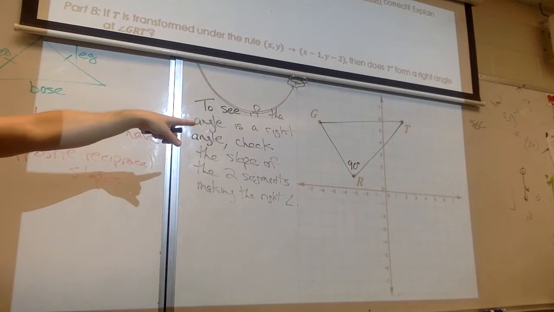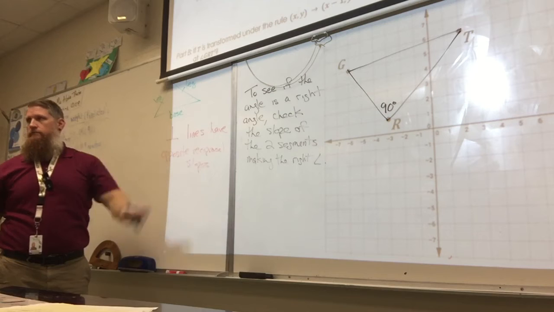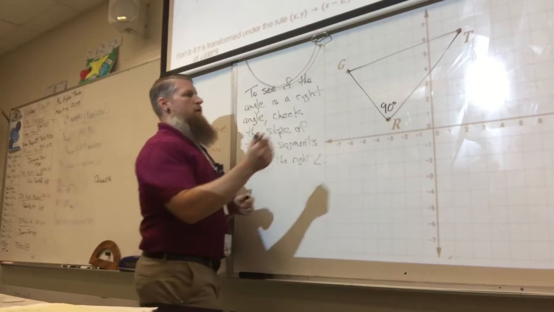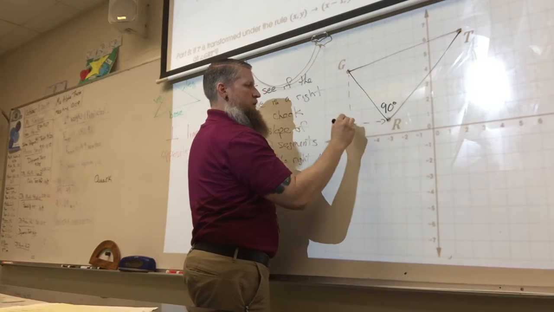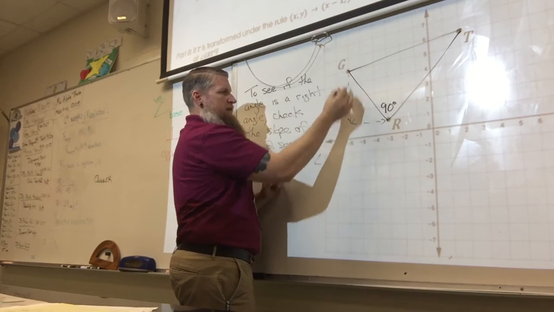Now, since it's graphed out, I'm just going to count rise over run. Right? It's going to be easiest. Okay? So from G to R, going this way, right? So it's going down. How many is that down?